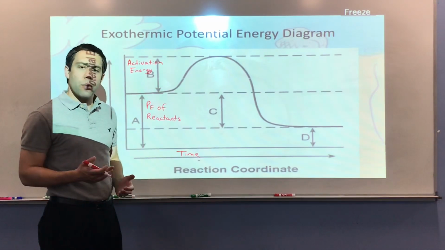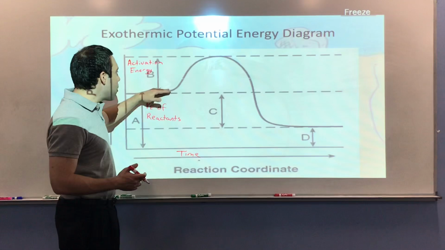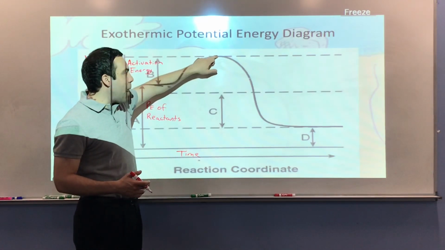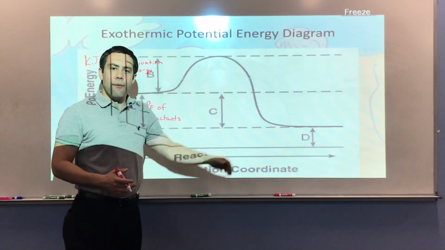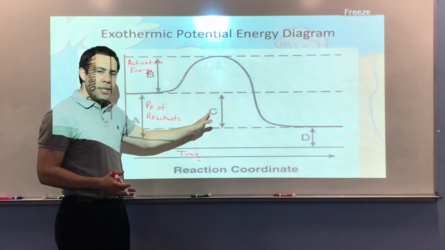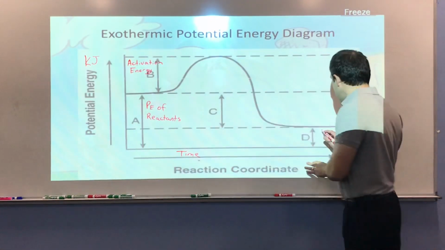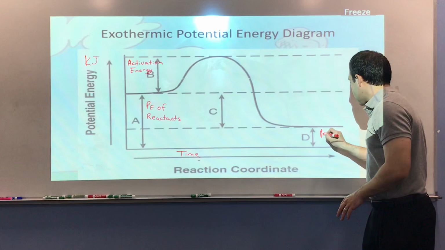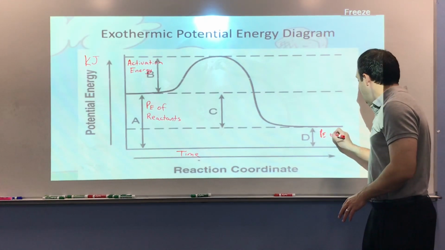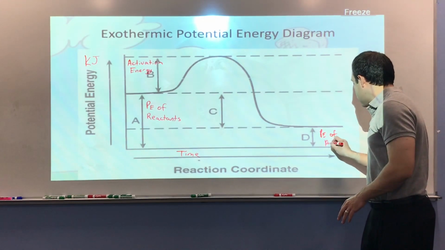Same thing with a chemical reaction. You need to give it the proper amount of activation energy to get it to the top of the peak and have it come down and form products. I'm going to skip C for a second and go right to D. D is the potential energy touching the bottom of the products.